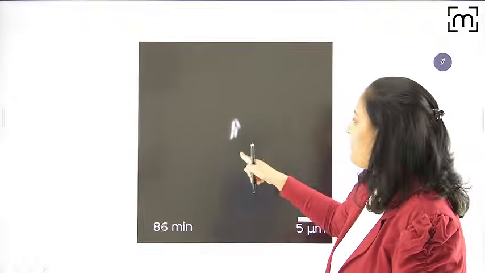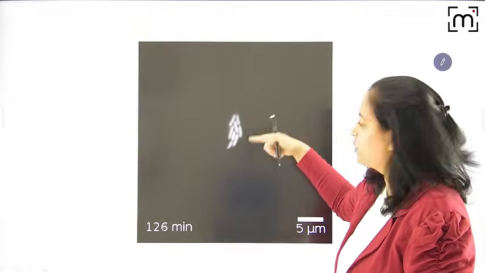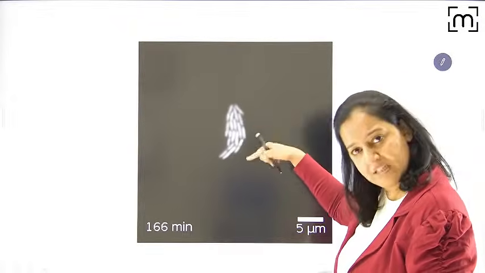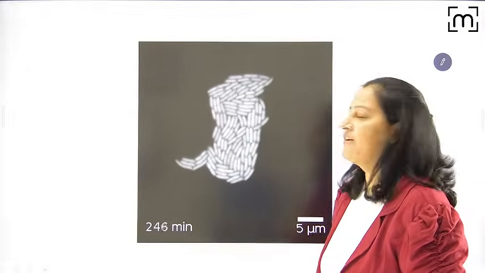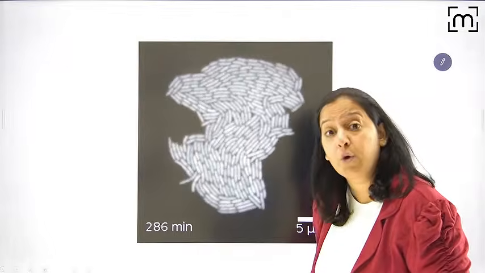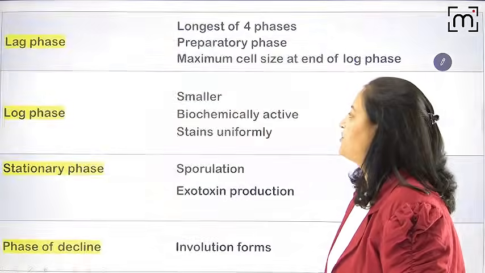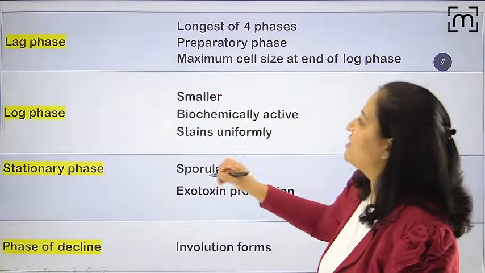Log phase: from 1 bacteria to 2, 2 to 4, 4 to 8, 8 to 16, 16 to 32, 64, and so on. This is known as exponential growth. Okay, learn the properties of each phase.